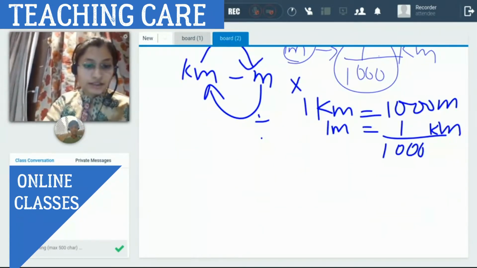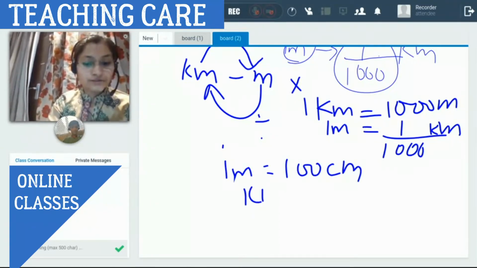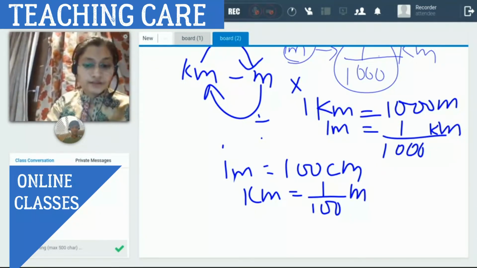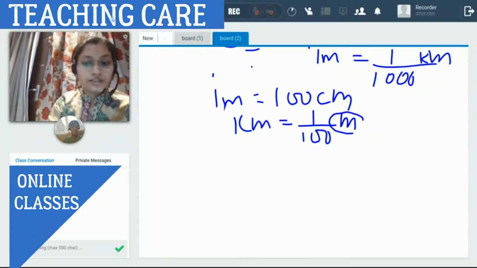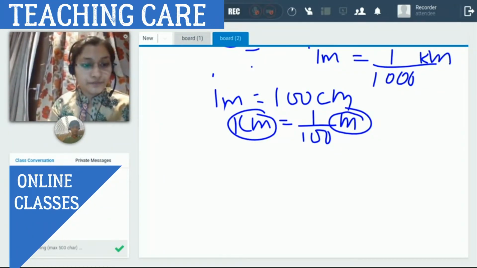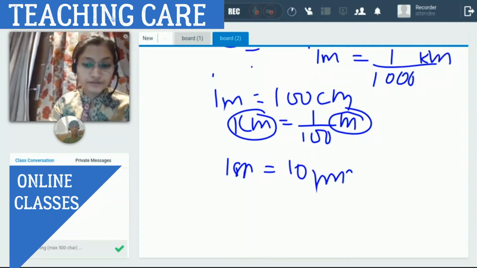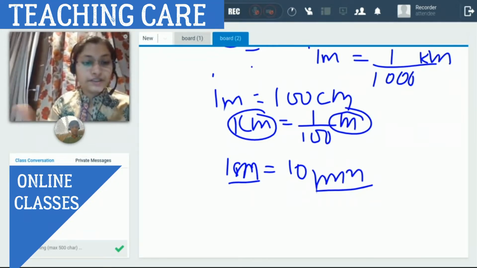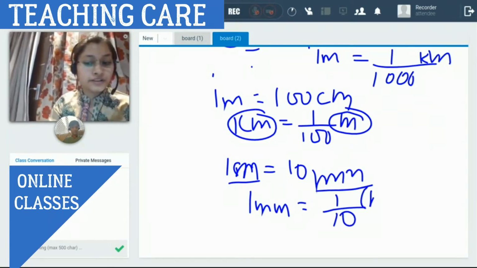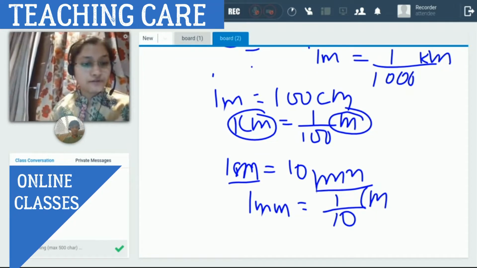Next, 1 meter is 100 centimeter, and 1 centimeter is 1 upon 100 meter. Here meter is a bigger unit than centimeter. Now the next one: 1 centimeter is equal to 10 millimeter. Millimeter is a smaller unit than centimeter. So 1 centimeter is 10 millimeter, and 1 millimeter is 1 upon 10 centimeter. This is how we can do the conversions.